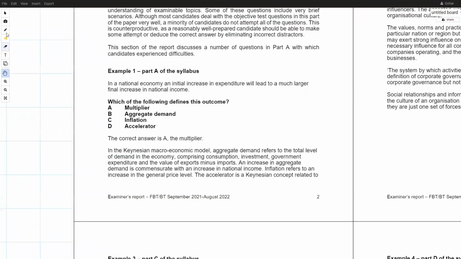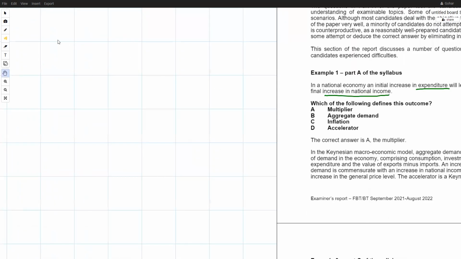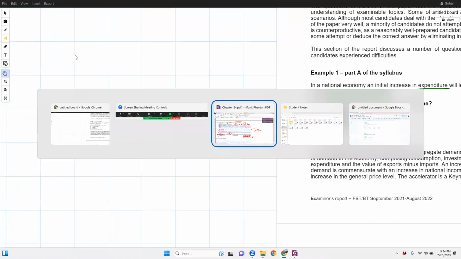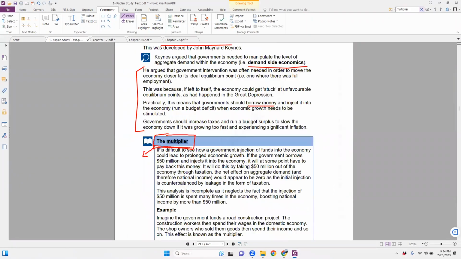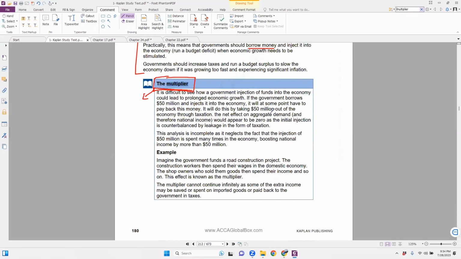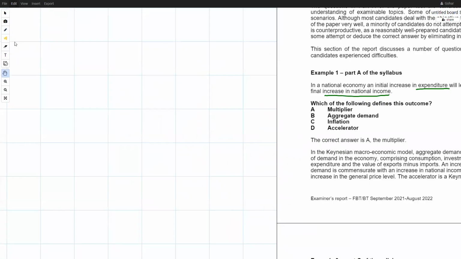If we look at question one, the question states that in a national economy, an increase in expenditure will lead to a much larger final increase in the national income. Now, this concept is linked with a very small topic in chapter number 7. If I would like to show you that chapter, wait a minute. If you look at the Kaplan study text and you search multiplier, let me show you guys. This is the concept that I'm talking about. It is within chapter number 7. Okay, but let me come back to this examiner report and let's solve it ourselves first.